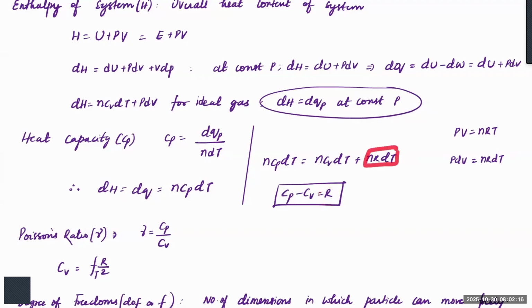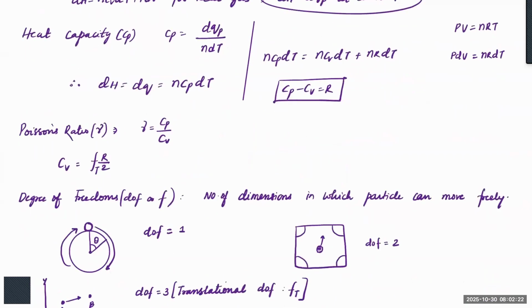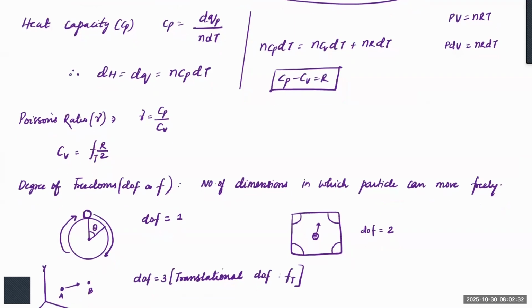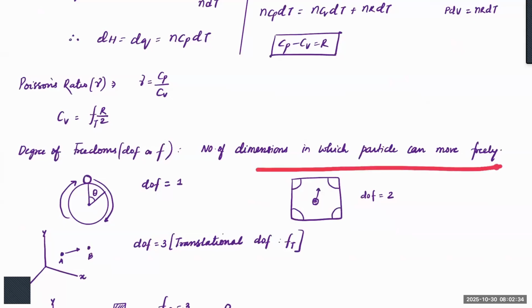Look, P delta V can be written as nR delta T, so I have used that value. And Cp by Cv is called gamma. And Cv can be written as total degrees of freedom into R by 2. Now, degrees of freedom is basically the number of dimensions a particle can move freely.